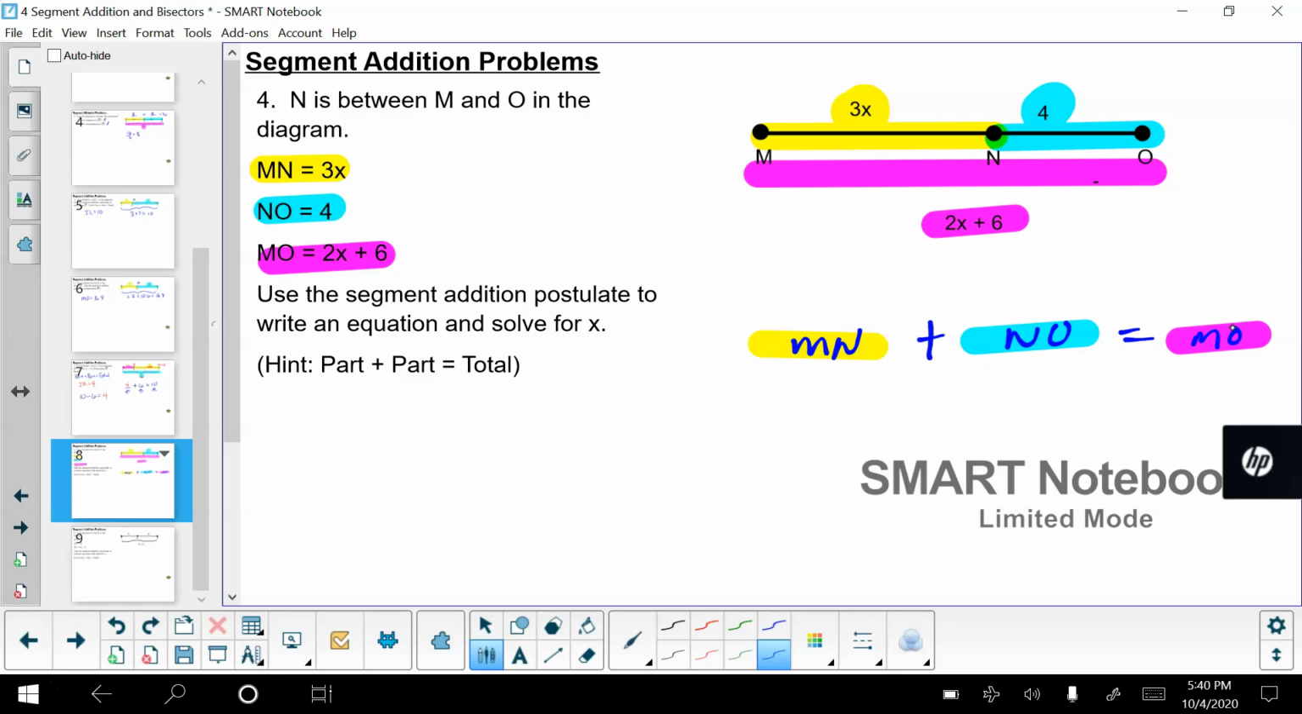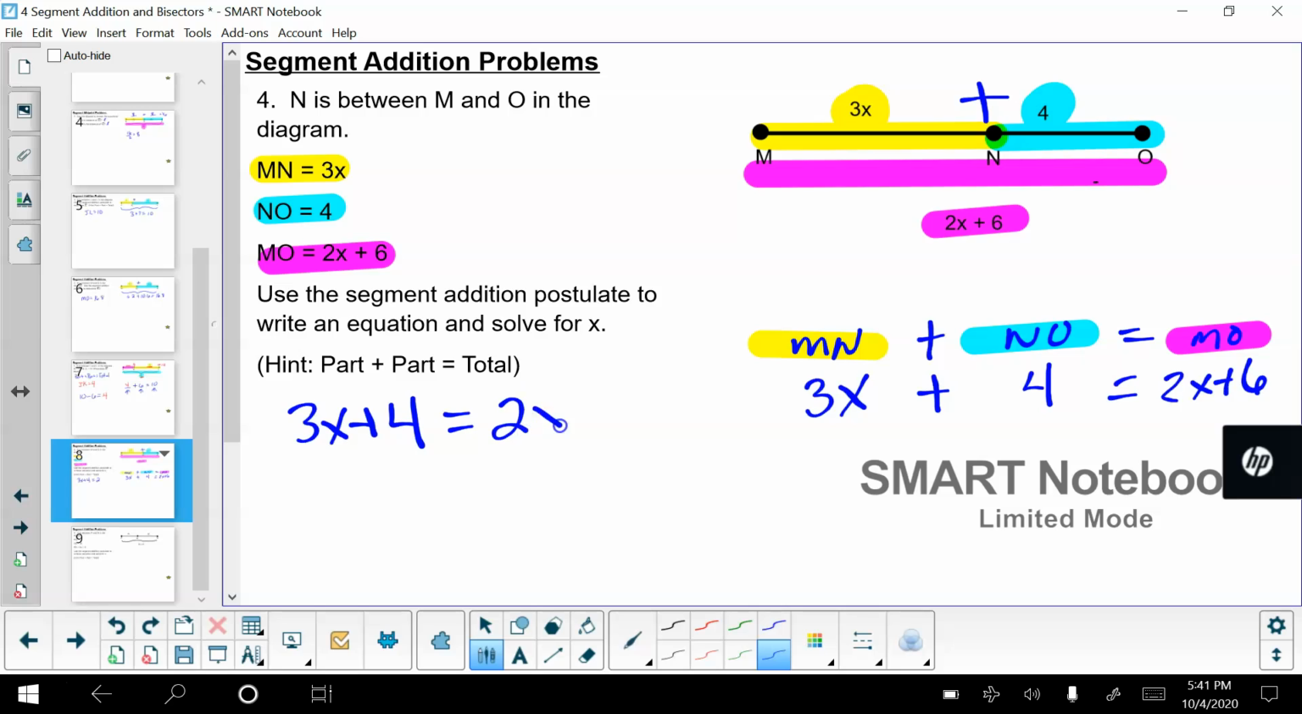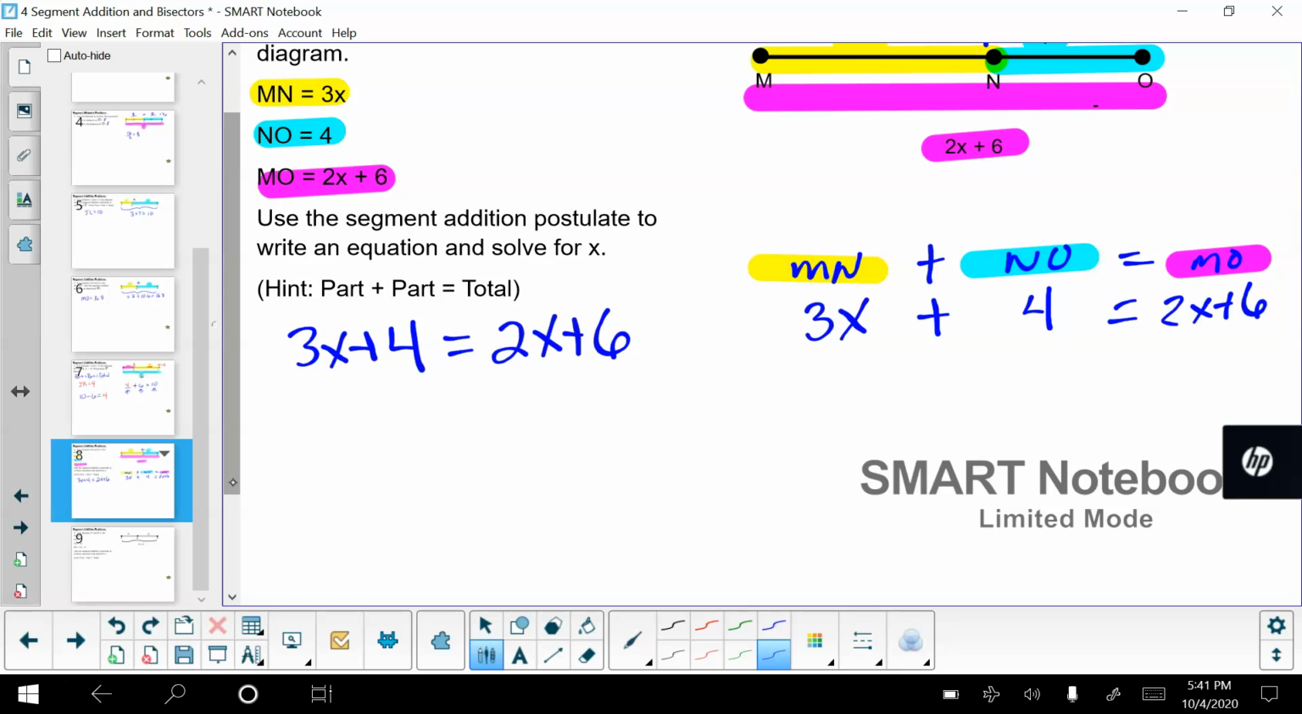So all I've got to do is fill in those pieces, and some people just like to put a plus right there on that dot so that you know which are the two parts, because then you can see them right together. So MN is 3x plus NO is 4, and then my total, the MO, is, in the purple, 2x plus 6. So that's the equation that I have, and now I need to solve it. So I'm going to write it over here, and then I'm going to work at solving it so that I can figure out what x equals.